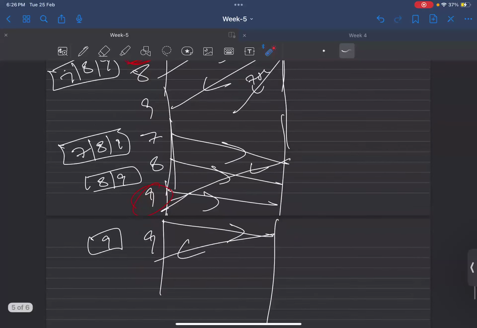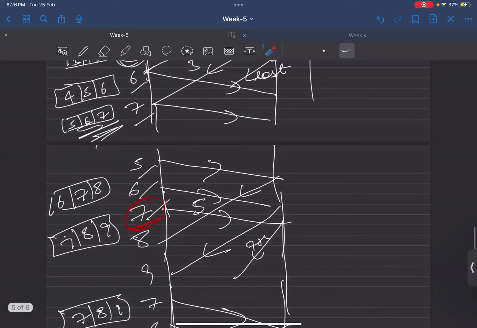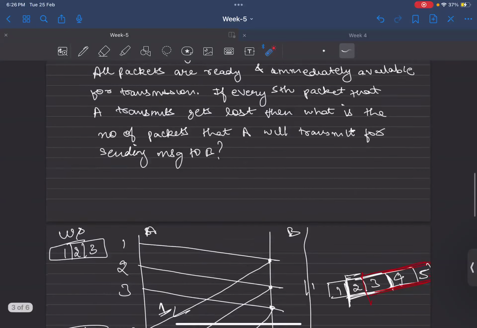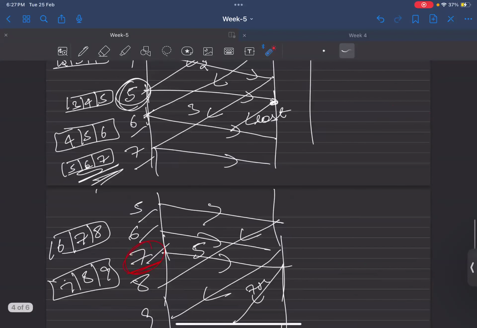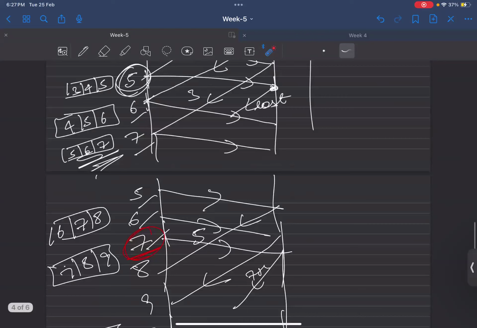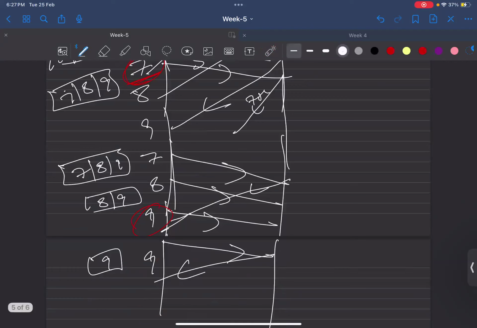And now what was the question? What is the number of packets that A is transmitting? A has transmitted to B basically. So let's count: 1, 2, 3, 4, 5, 6, 7, 8, 9, 10, 11, 12, 13, 14, 15, 16. So the total answer is 16 packets. This was the question asked in GATE.